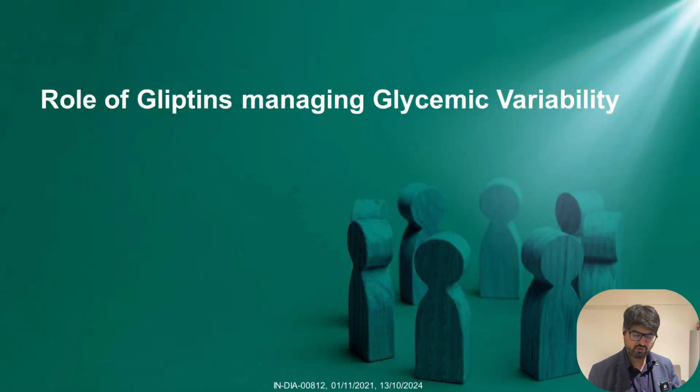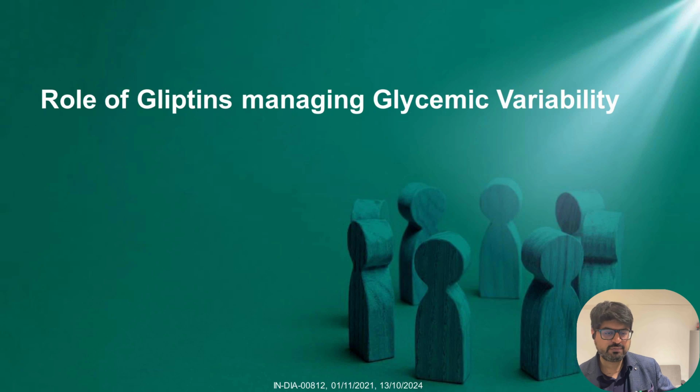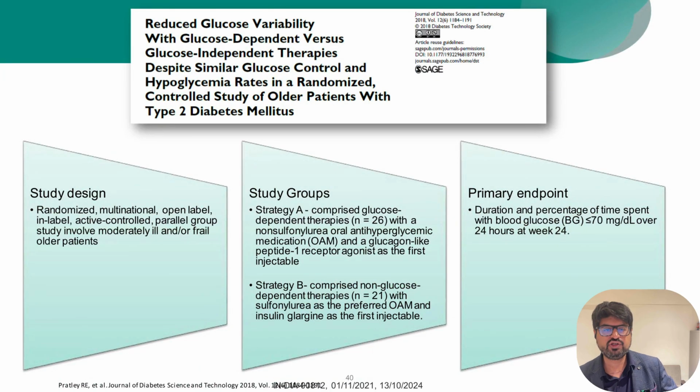Right, now what is the role of gliptins in managing glycemic variability? We already discussed some parts of it earlier. Basically, remember I told you that gliptins reduce both low sugar as well as high sugar, right? So that is one of the agents which is very useful in reducing glycemic variability, right? There are many studies which have shown that use of gliptins reduces glycemic variability.